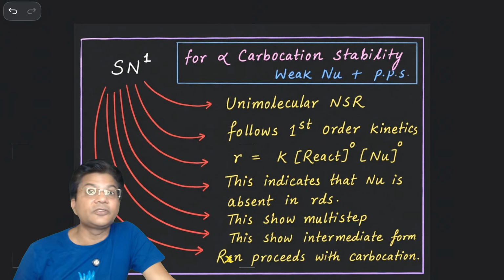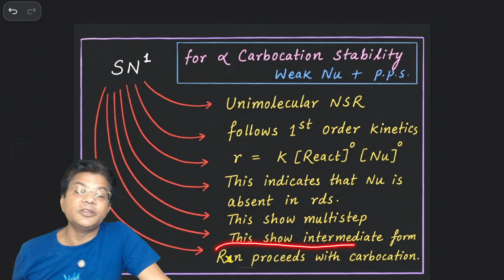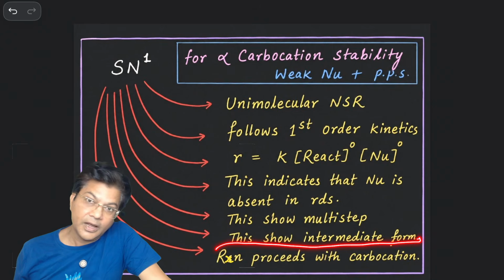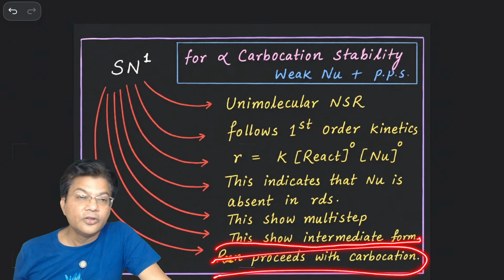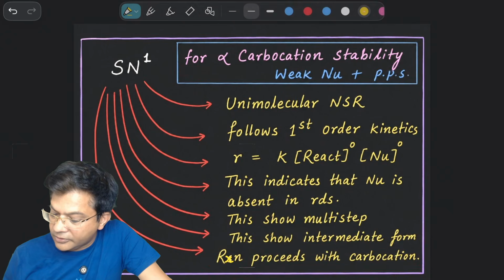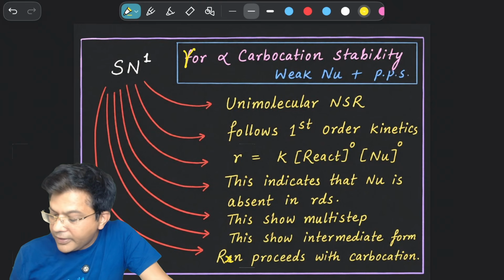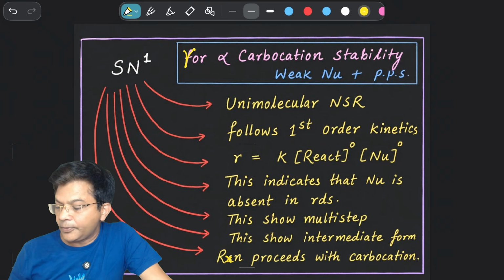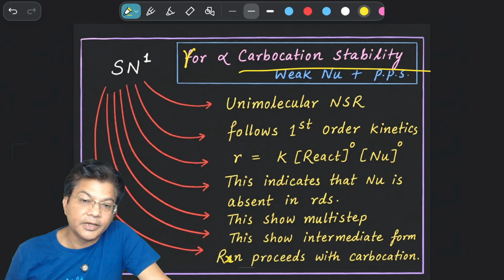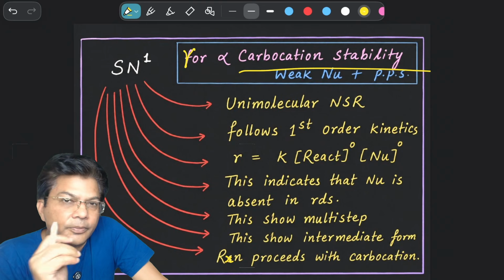So it is a complex, multi-step reaction, and this will proceed with the formation of an intermediate, and the intermediate is a carbocation. So rate of reaction, ROR. Let me write down clearly that the rate of reaction is directly proportional to the carbocation stability. So the reactant should form a more stable carbocation.